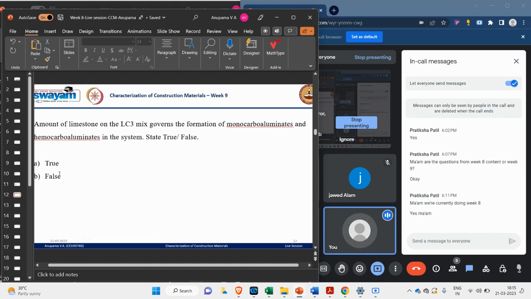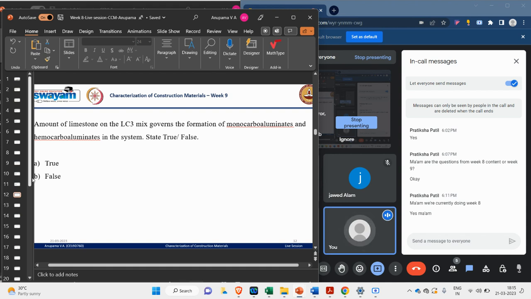Amount of limestone in the LC3 mix governs the formation of carboaluminates and hemicarboaluminates in the system. So, LC3 mix means it has limestone, calcined clay, cement. It's limestone, calcined clay, cement. It has limestone, calcined clay, gypsum, and clinker. So, here, based on the limestone content in the LC3 mix, the monocarboaluminate amount and the hemicarboaluminate amount vary. State true or false.